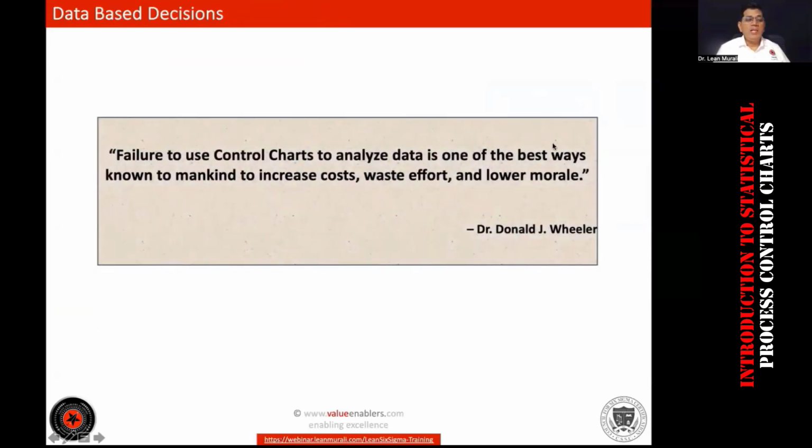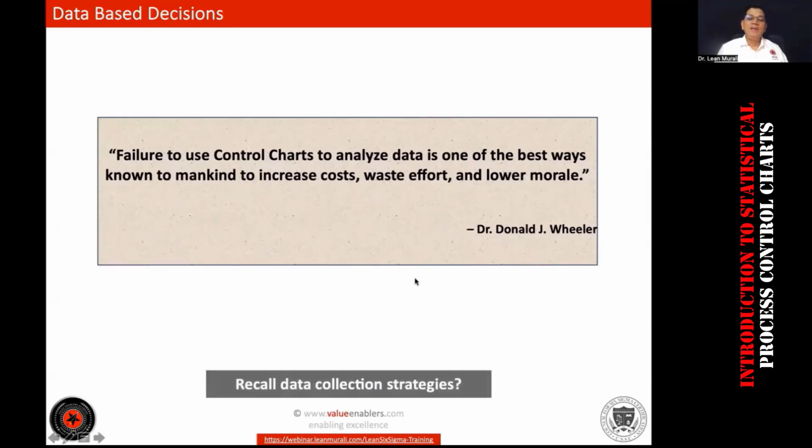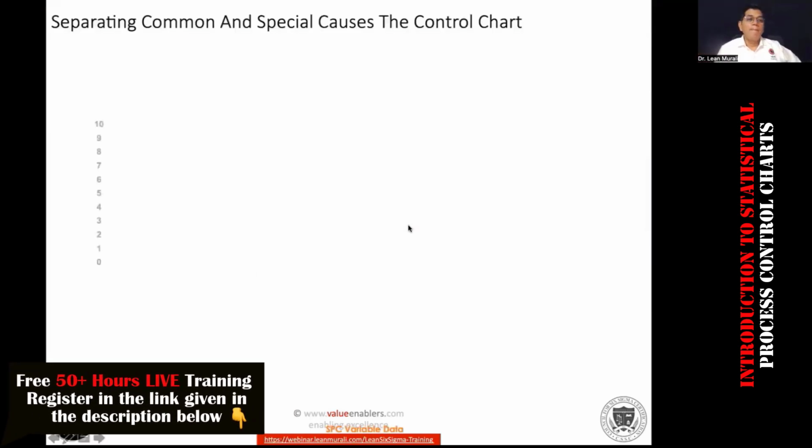So Dr. Donald Wheeler said, failure to use control charts to analyze is one of the best ways known to mankind to increase cost, waste efforts, and lower morale. Which means that please use these control charts to really monitor. You have to monitor your BP, your sugar levels, your vitals. You can afford not to do it for your health, but not for the health of the output product, because you are giving that product day in and day out to your customer.